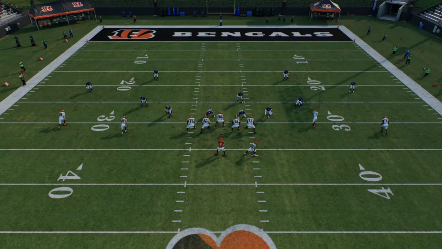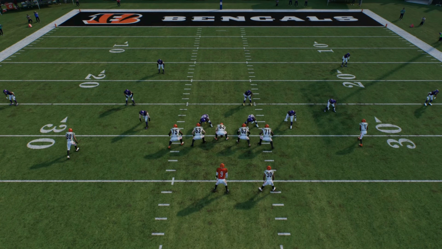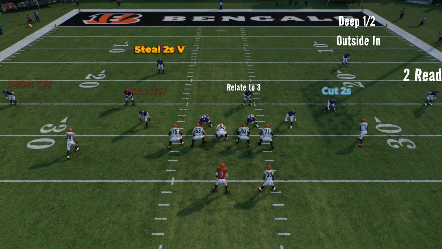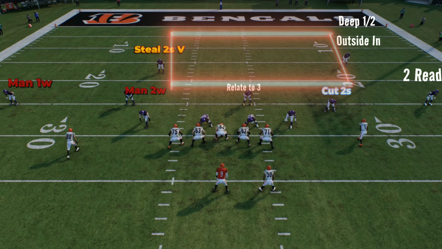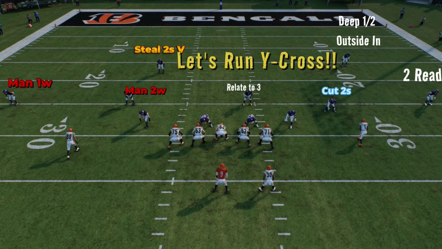Okay, so we're gonna do something different here. How about we do something like this? All right, notice how the safety on the front side is now playing outside of the number 2. Everyone's doing the same responsibilities, but think about the way this is presented to the offense. This middle of the field looks even more open with the position of that safety. So we encourage them to want to attack the middle of the field. Hey, let's run Y cross or double mills. I mean, not double mills, double post, or the mills concept.